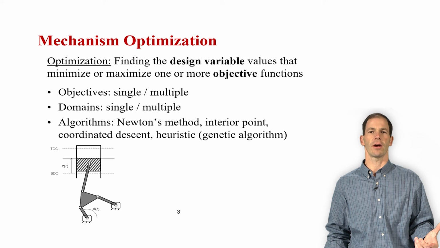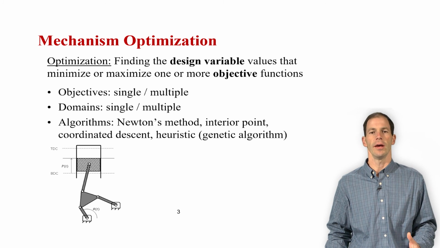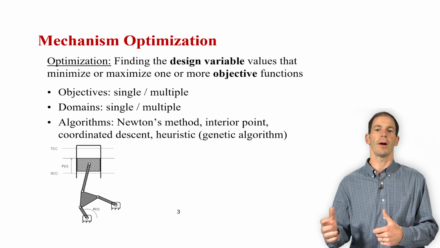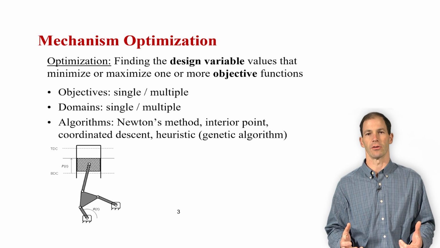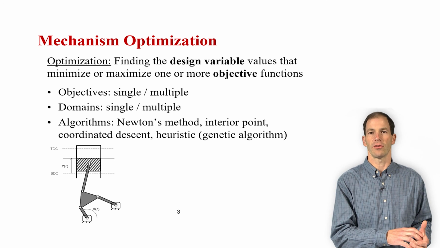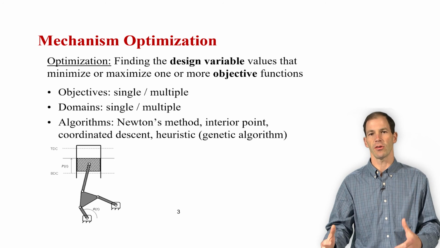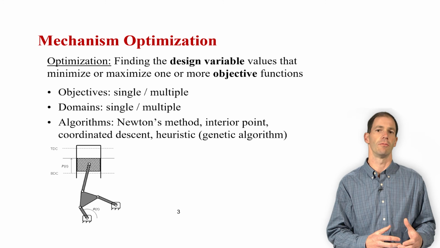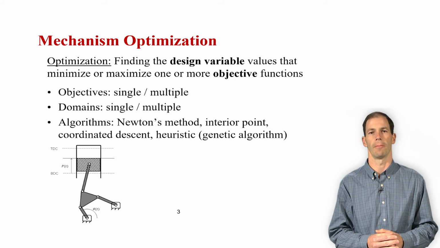So first of all, a quick definition of what is optimization. It is just finding what are the design variable values to either minimize or maximize an objective function. And an objective function is basically saying, you know, do I hit the precision positions that I want to, or do I get transmission angles that are acceptable, and I'm trying to maximize transmission angles or something like that.